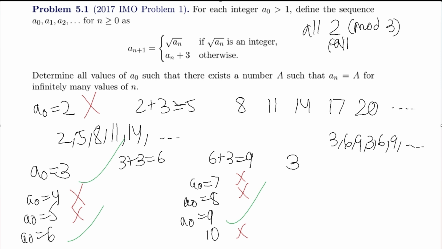So far the numbers that we have working are 3, 6, and 9. And these numbers should look really familiar to you because they're just the multiples of 3. So therefore, by looking at our small cases, we conjecture that only the numbers which are multiples of 3 work. And this is our answer.